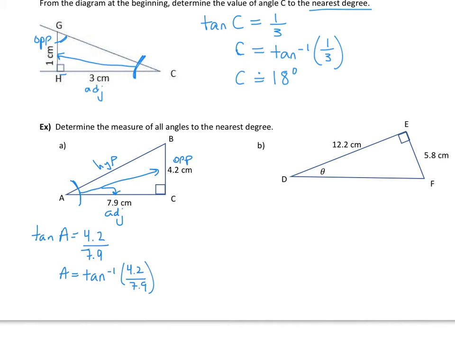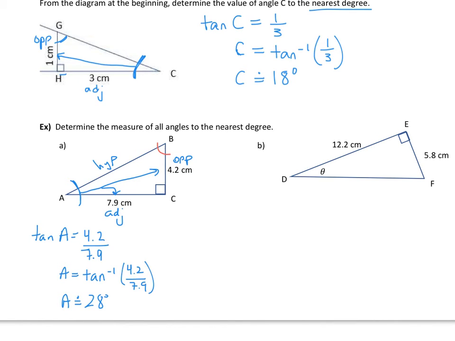So on my calculator, 4.2 divided by 7.9, that gives me about 0.53, and then I'm going to go shift tan, and that gives me about 28 degrees here. Angle A is approximately 28 degrees. And now to get angle B, I can do 180, subtract the 90, subtract the 28, and that will give me angle B.